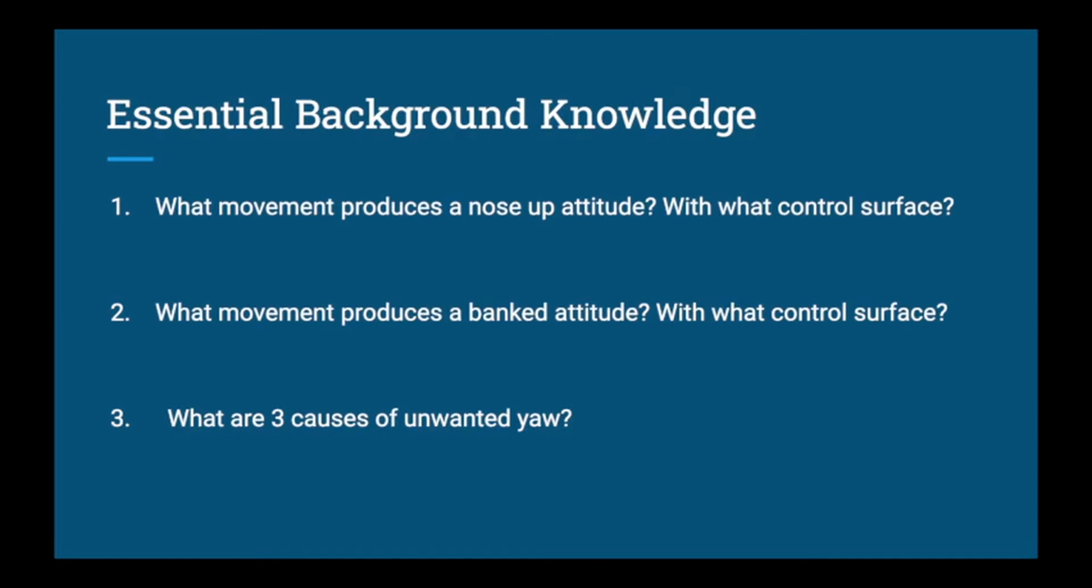All right, before we get started, we'll go over some background knowledge just to make sure we know everything up until this point. Starting with number 1 here. What movement produces a nose-up attitude and with what control surface? That is going to be the pitching movement, and the control surface is your elevator. The movement that produces a banked attitude is rolling, and the control surface is the aileron.